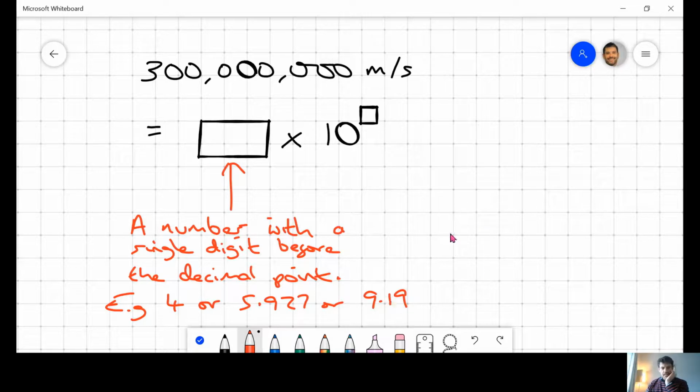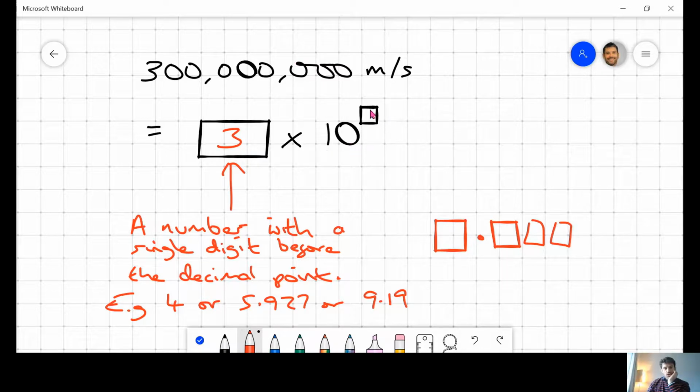So basically, you will have something probably point some other digits. You may not, as we won't have in this example, but this is what you're looking at, just one digit in the ones column, and it cannot be a zero. So it's between one and just shy of 10, basically. So what we do is we take the three. We put that in there. Then we work out what we need to multiply 3 by to get 300 million.